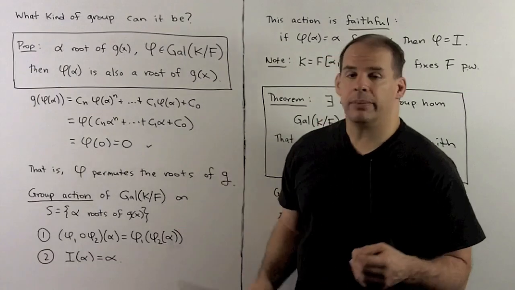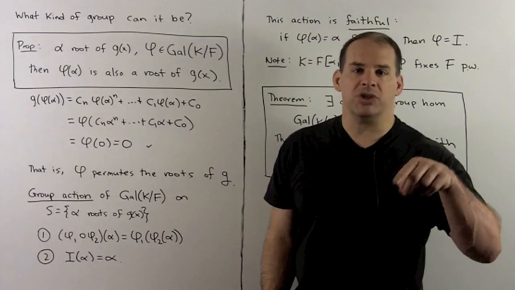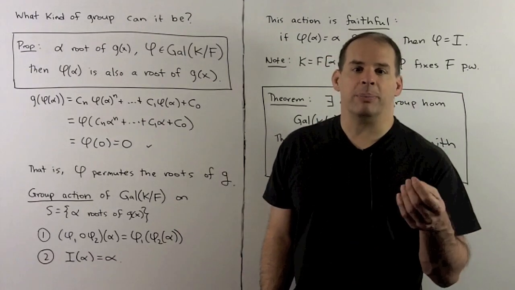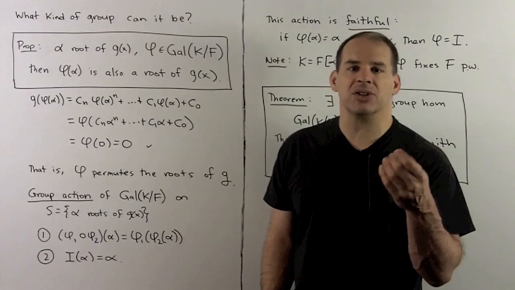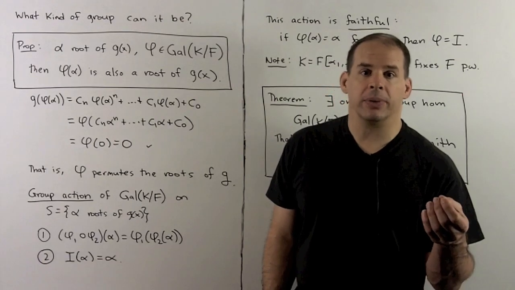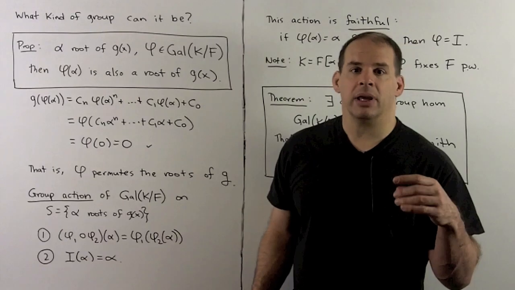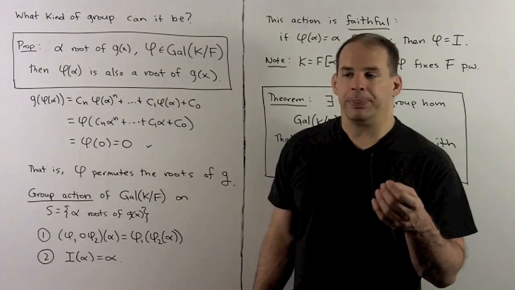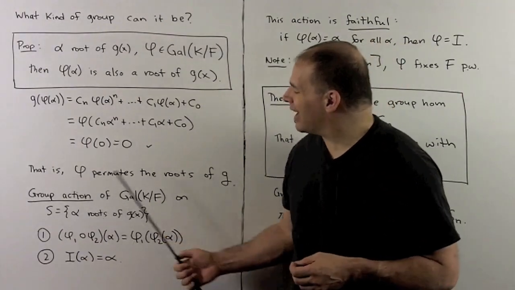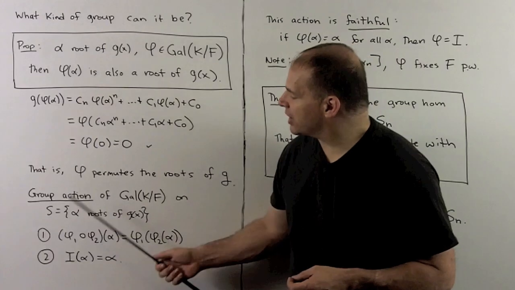Now this says phi is going to move the roots of g among themselves, but even better, because phi is an automorphism, it does so in a one-to-one, onto manner. So phi is going to permute the roots of g. Now for the group theory terminology, we say that we have a group action of the Galois group on the set of roots of g.